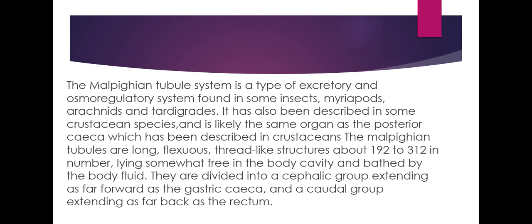The Malpighian tubules are an excretory and osmoregulatory system found in some arthropods like myriapods, arachnids and tardigrades. It has also been described in some crustacean species and is likely the same organ as the posterior caeca which has been described in crustaceans. The Malpighian tubules are long, flexuous, thread-like structures, about 192 to 312 in number, lying somewhat free in the body cavity and bathed in the body fluid, which is the hemolymph. They are divided into a cephalic group extending as far forward as the gastric caeca and a caudal group extending as far back as the rectum.